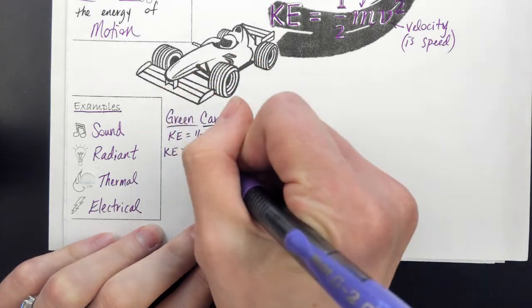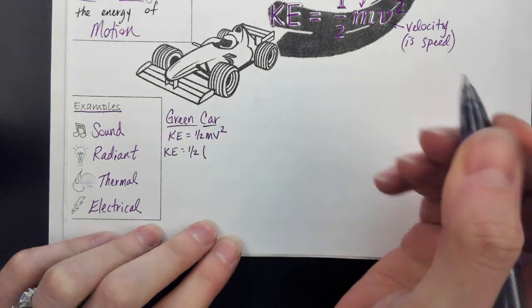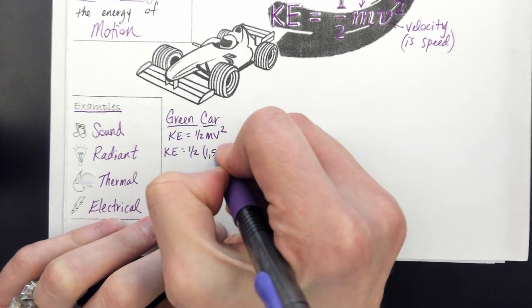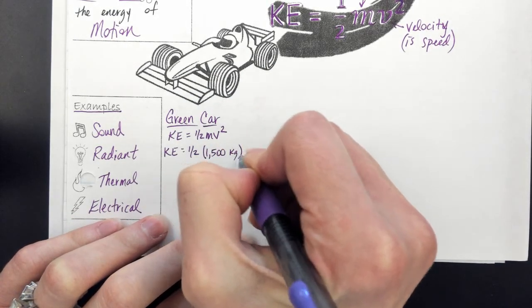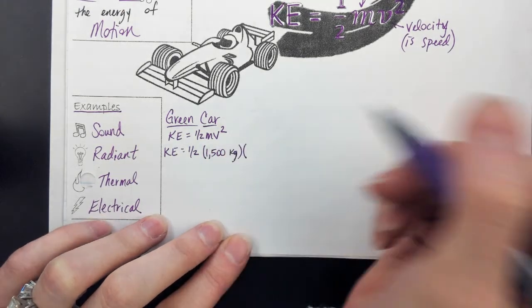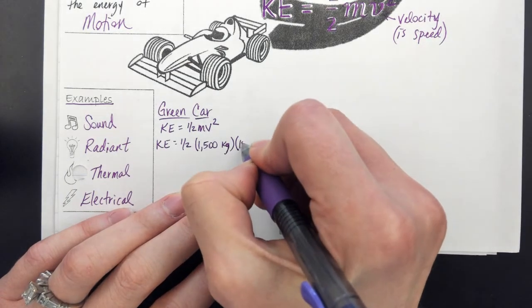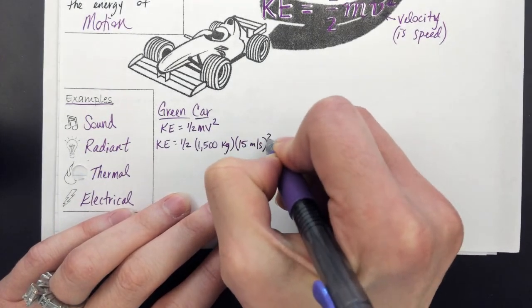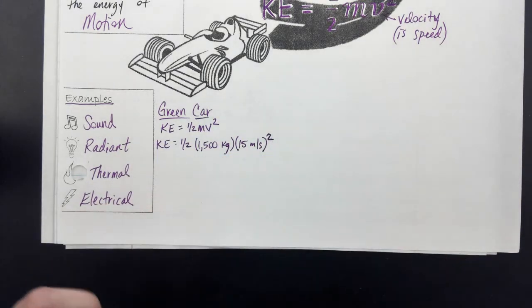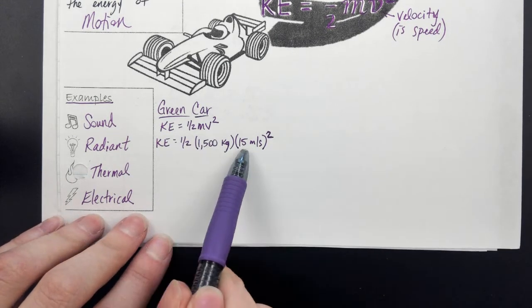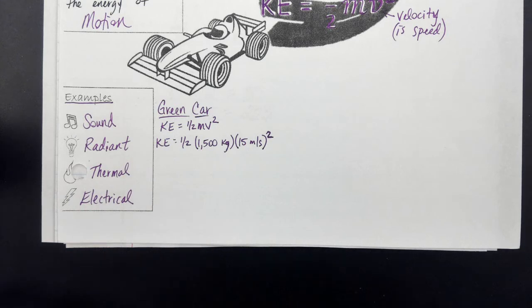What's his m? No, the green car. Kilograms. Times. What's his velocity, his speed? 15 meters a second, squared. The formula does that. I'm copying from the formula. I just plugged the numbers in to where the letters are. That's all I did. Okay?